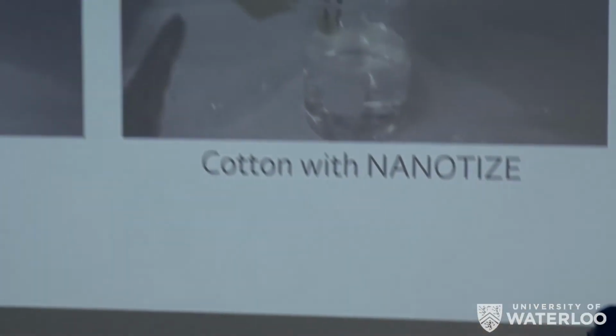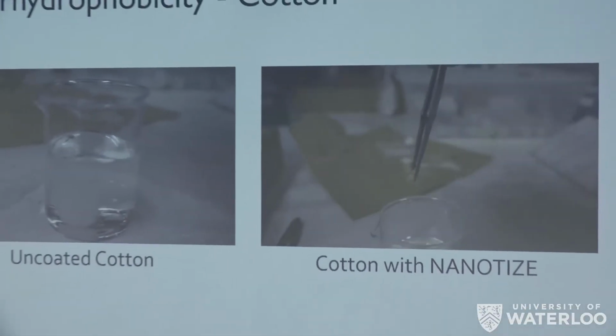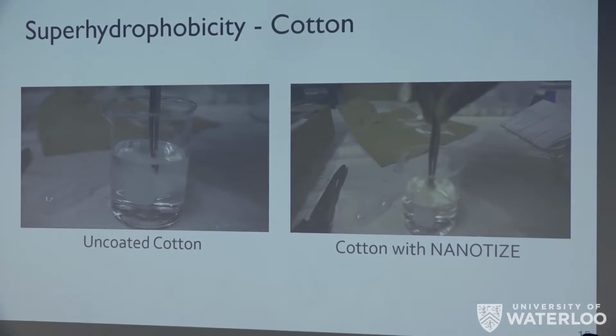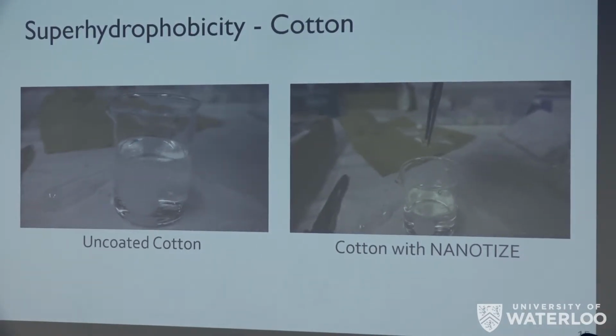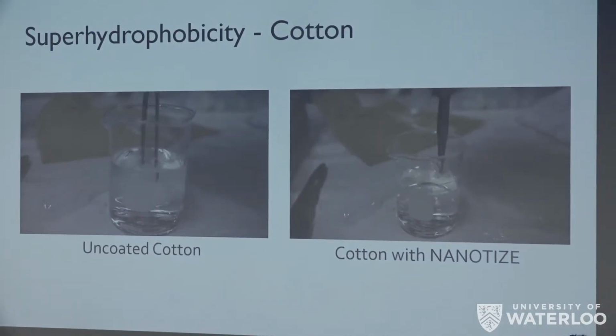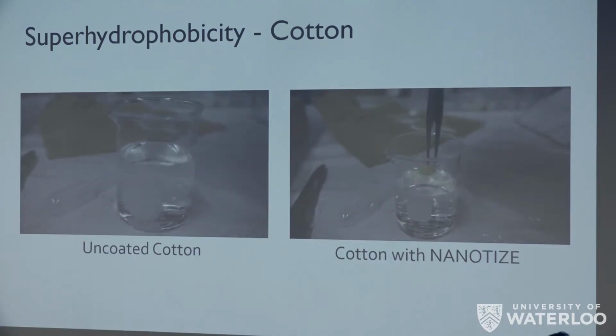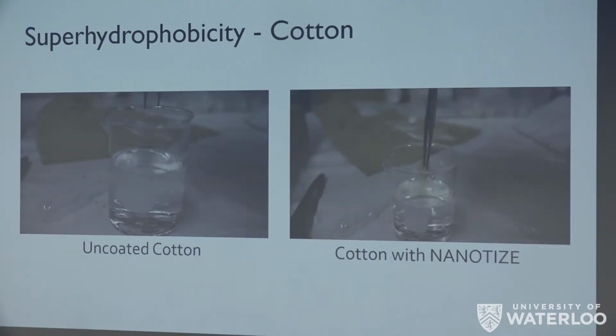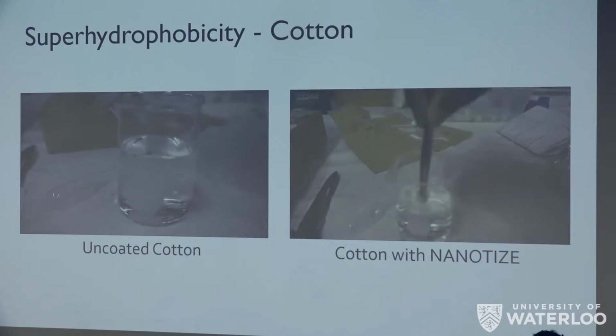On the far side, that's uncoated cotton. It's easily wetted. But on the right-hand side, we take the same cotton and expose it to our product here, and it's able to remain non-wetting even after being submerged in the water multiple times.